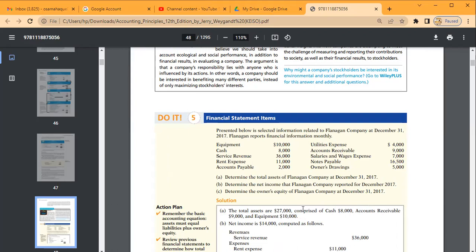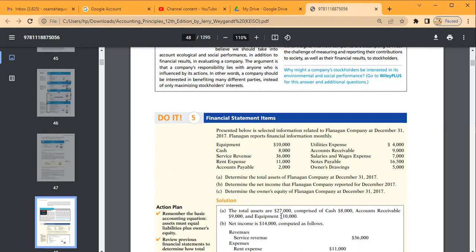We will add it in order to get the final value of total assets. 8,000 plus 9,000 plus 10,000. Total assets will be 27,000. Is it clear? Yes. Expenses are not assets. Expenses are part of income statement. If there is any query, if you don't understand this, you can ask me.